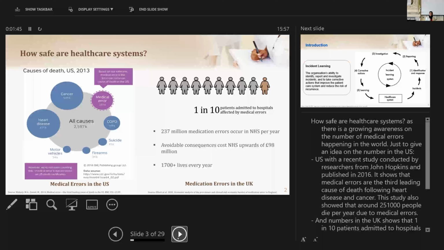Moving on to the numbers in the UK, we can see that 1 in 10 patients admitted to hospitals are affected by medical care, where almost half of the cases were preventable. And around 200 million medication errors occur in the National Health Service here in the UK each year, with avoidable consequences that cost the NHS £98 million and 1,700 lives each year.